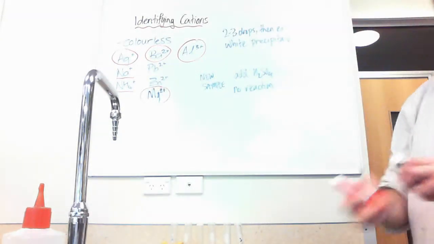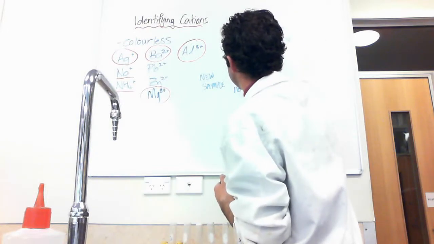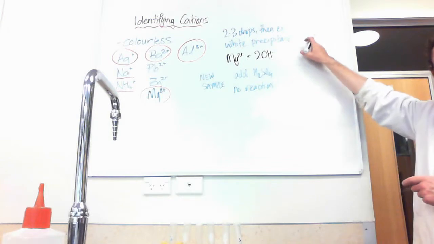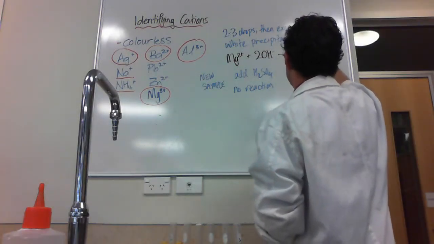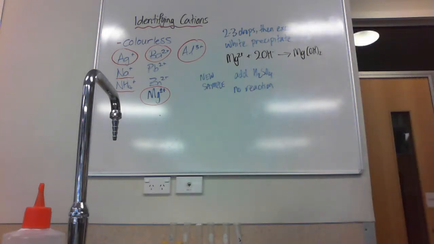Now I know this, I can fill in my equation for this one. Mg2+ plus 2OH-, coming from the sodium hydroxide, leave the sodium out, it's a spectator, makes Mg(OH)2, which is our solid, which is the white precipitate we saw.